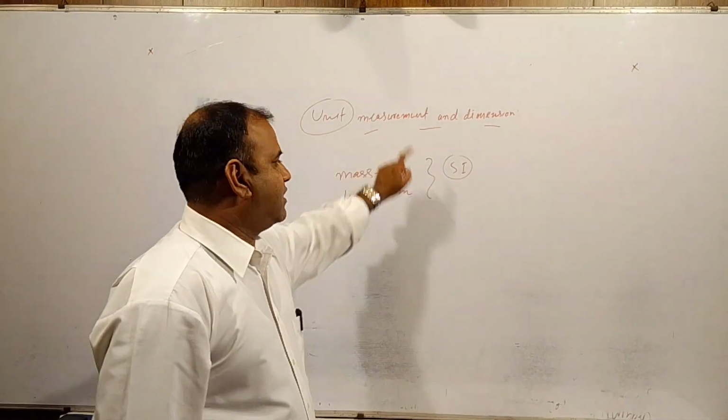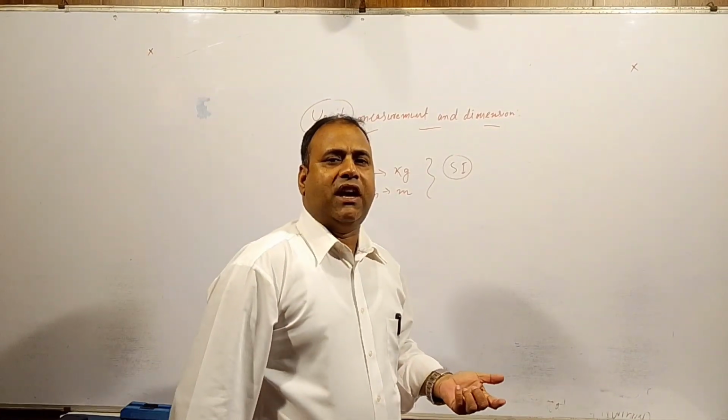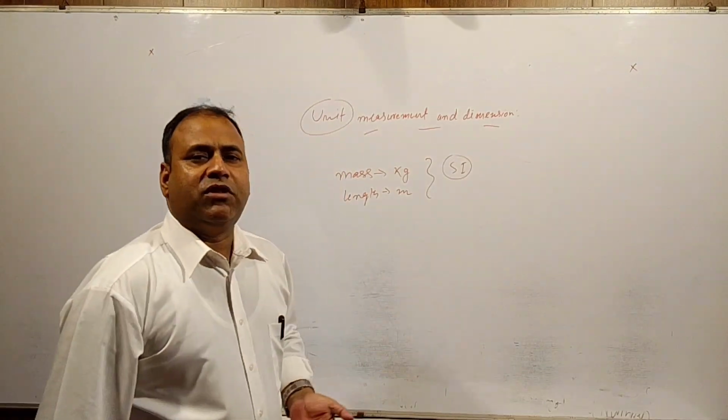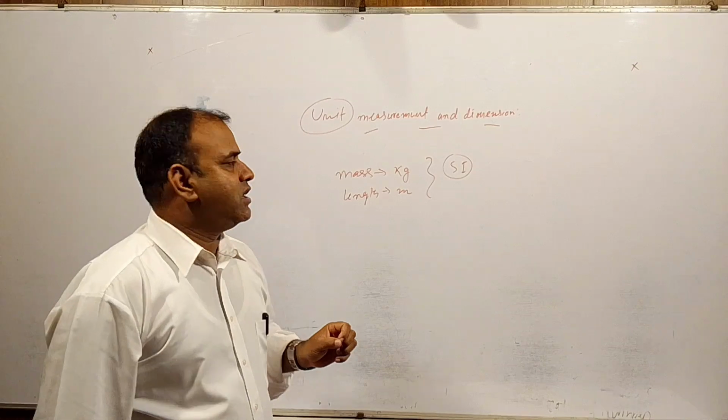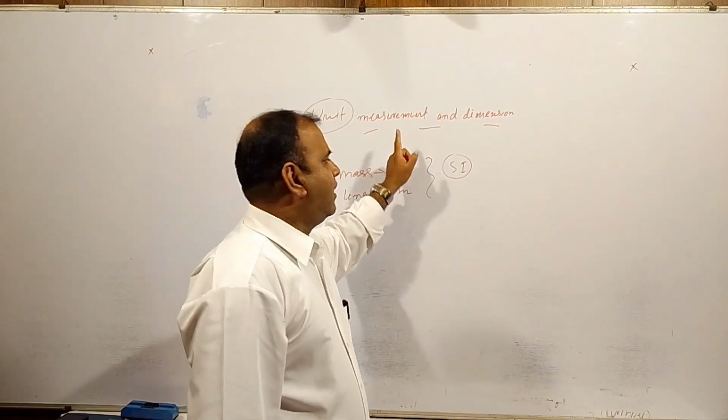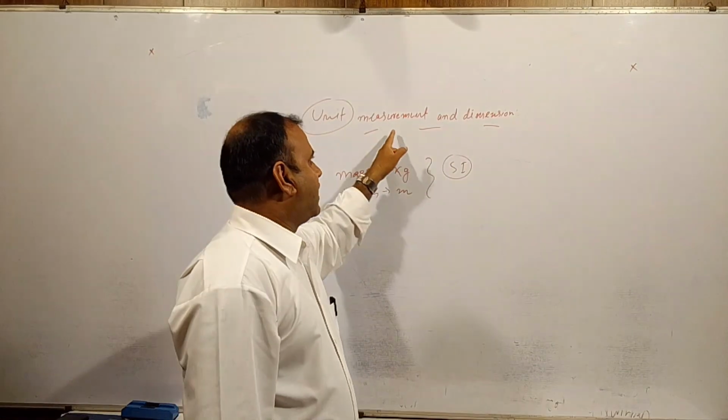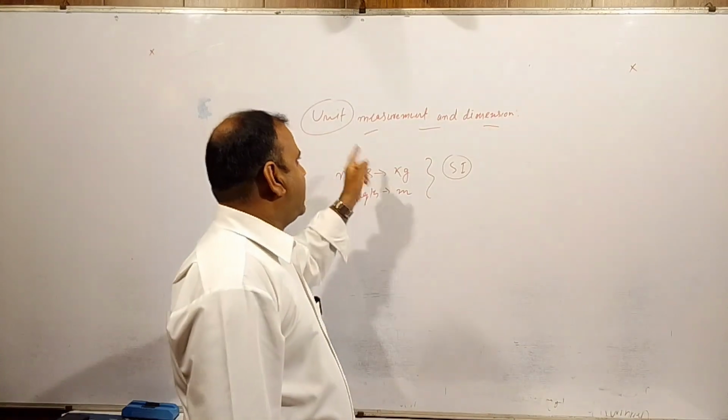Now measurement. Measurement means length can be measured with the help of meter. Mass can be measured with the help of kg. So that is why measurement is required. Depending upon the quantity, we can use the SI unit and we can use the measurement. So this is very important.